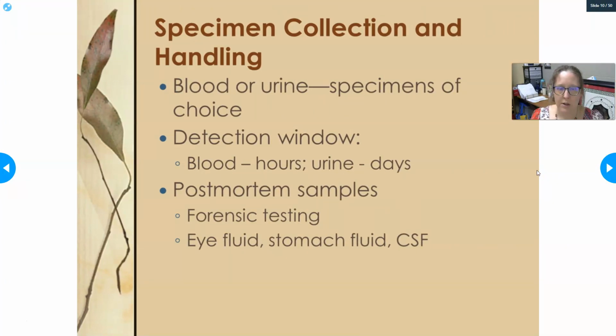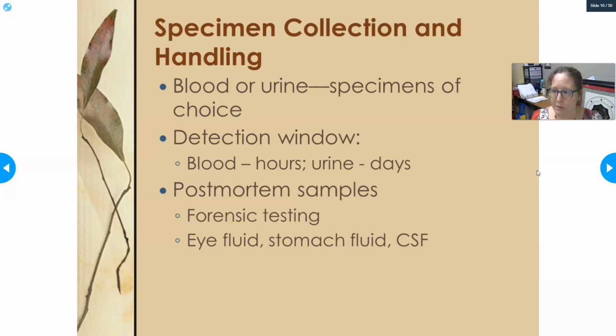Okay, so next we're going to talk about specimen collection and handling for toxicology. So generally, blood or urine are the specimens of choice. And for the container or the type of anticoagulant or preservative for the blood, you need to refer to the specific type of test that's done and what the reference lab requires. And the detection window is different whether you use blood or urine. In blood it is within hours, in urine it is within days.